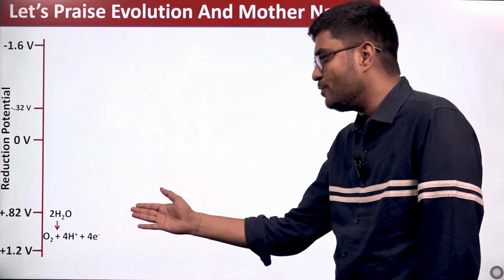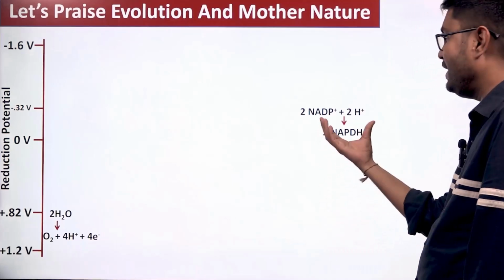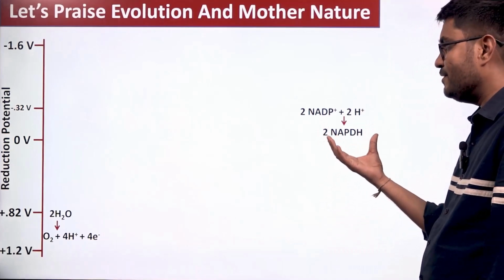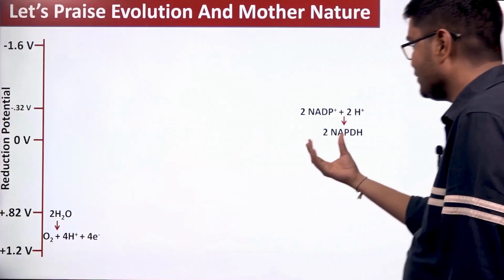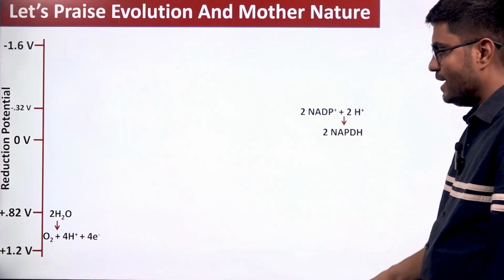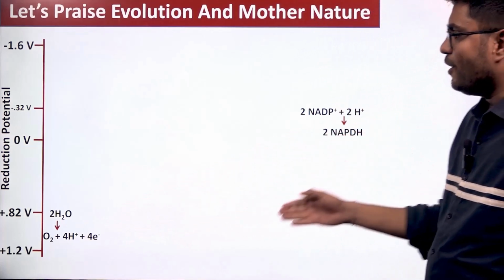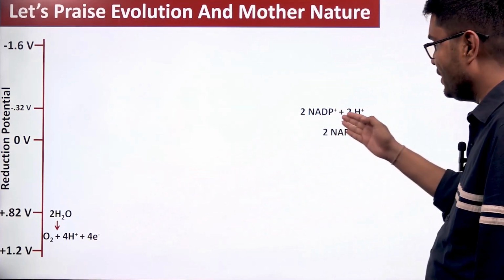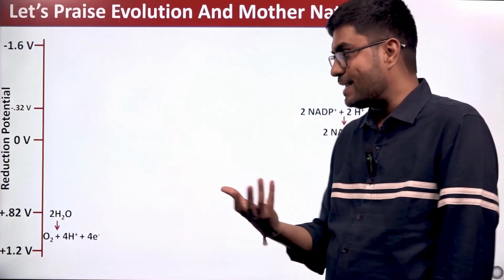Now we have to give these electrons to NADP plus, which has a reduction potential of minus 0.32 volt. So the position of NADP plus is here. Now the electrons have to go from here to here, from high reduction potential to low reduction potential, which is not possible without making any exception.